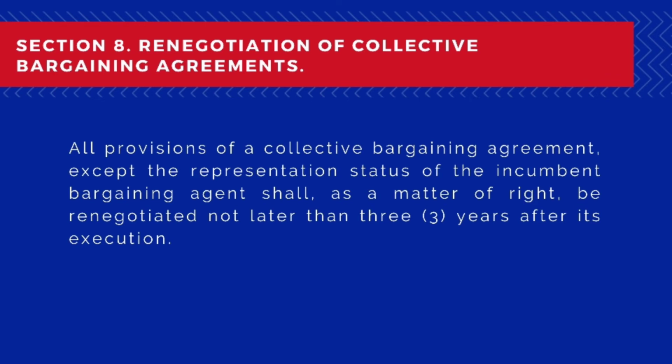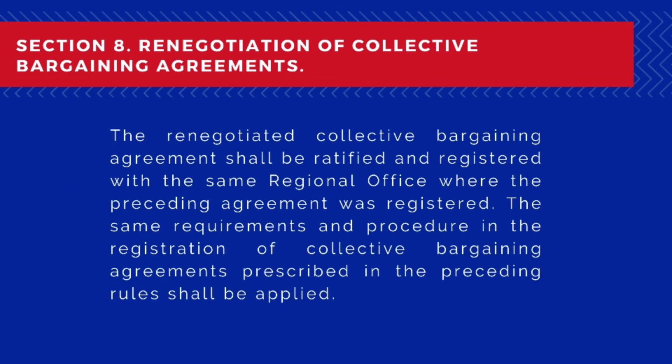Section 8. Renegotiation of collective bargaining agreements. All provisions of a collective bargaining agreement, except the representation status of the incumbent bargaining agent, shall, as a matter of right, be renegotiated not later than 3 years after its execution. The renegotiated collective bargaining agreement shall be ratified and registered with the same regional office where the preceding agreement was registered. The same requirements and procedure in the registration of collective bargaining agreements prescribed in the preceding rules shall be applied.